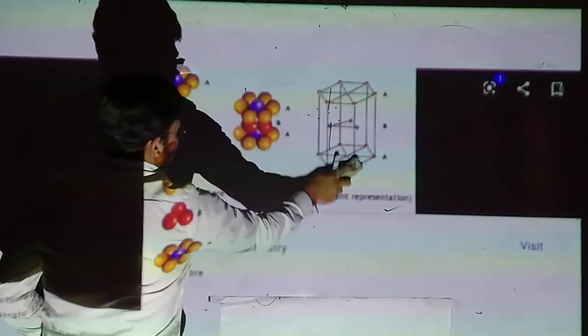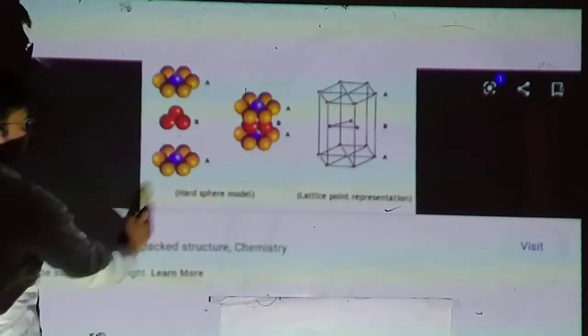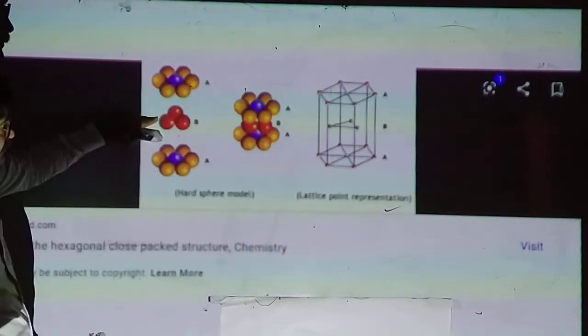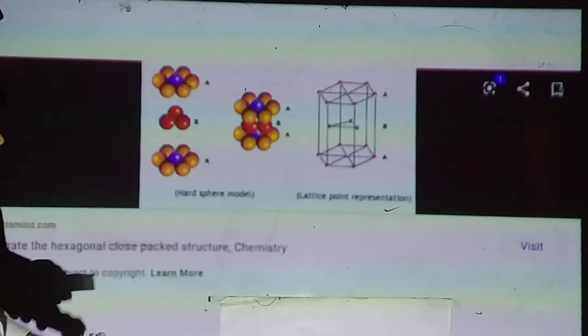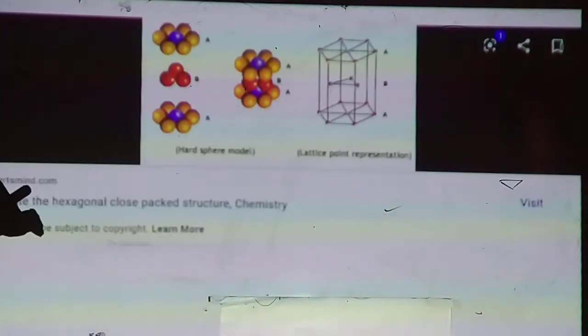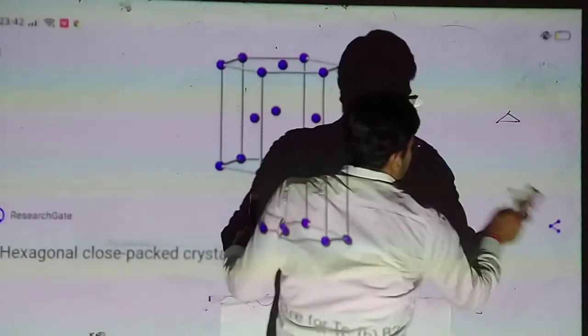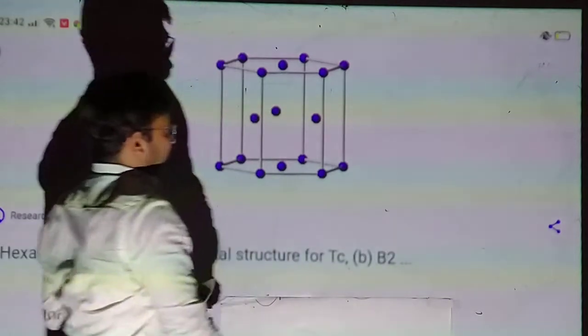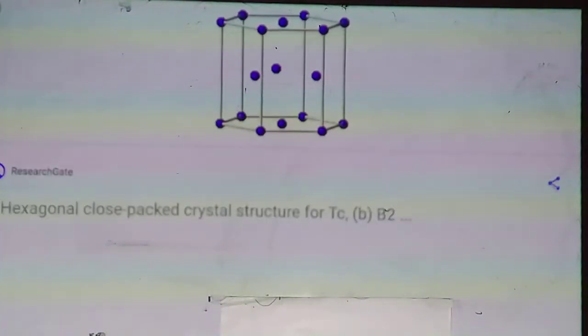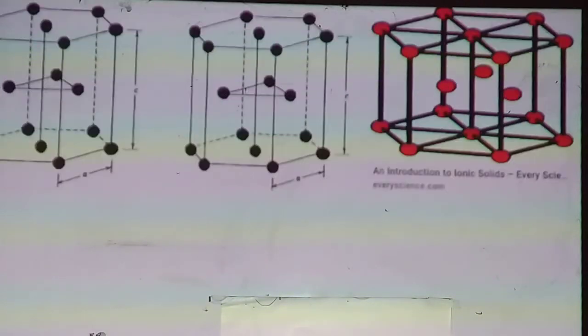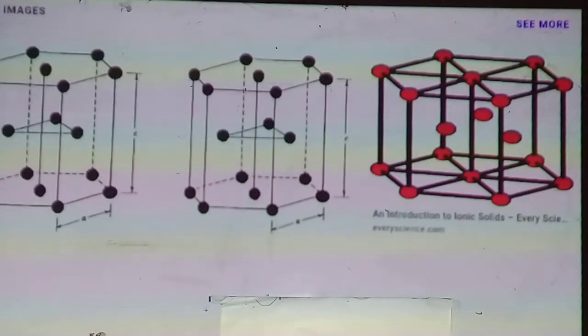Yes, hexagonal exact diagram. A 7, then B 3, and AB type of layers are repeating. Clear view of hexagonal. 7 spheres of the first layer, then after that 3 and then after that 7. This one is also hexagonal.